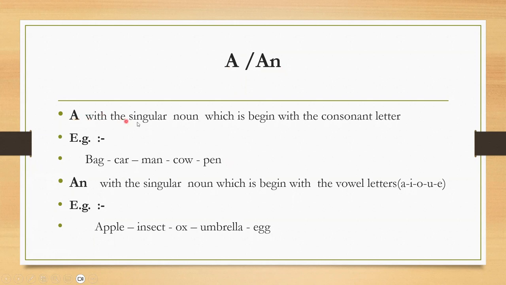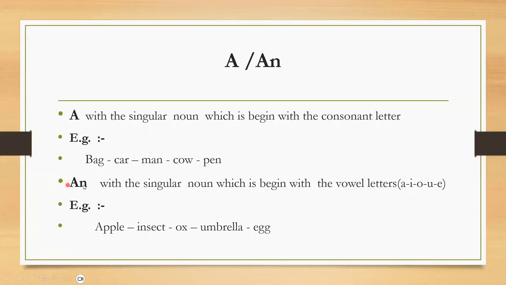I use a with a singular noun which begins with a consonant letter. Example: a bag, a car, a man, a cow, a pen. All these begin with consonant letters: B, C, M, C, and P.